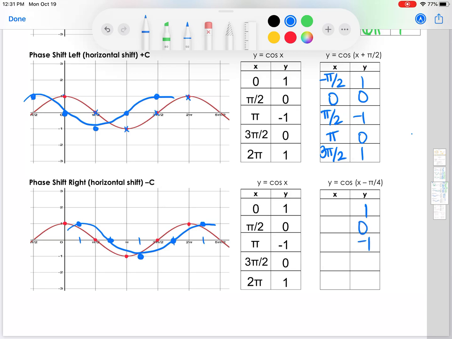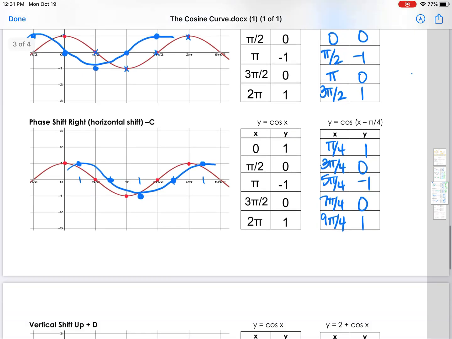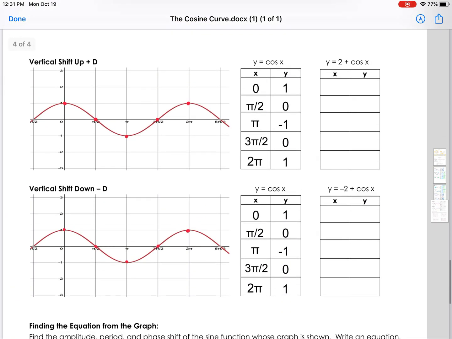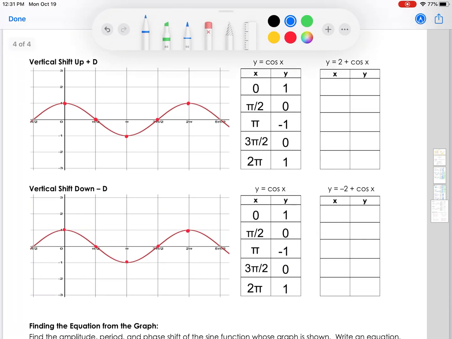Oops, we need one more. So everything has just shifted to the right. So again, y stayed the same. And because it's to the right, I'm going to add. So I have pi over 4, 3 pi over 4, 5 pi over 4, 7 pi over 4, and 9 pi over 4.